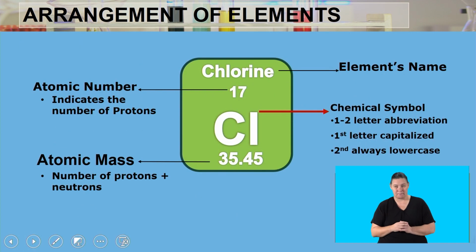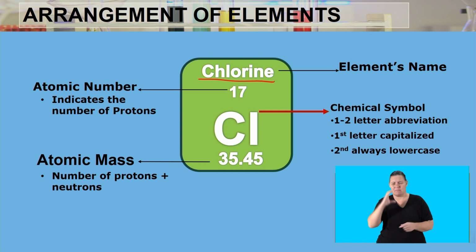Now, let's go into detail and look at a different element. So we're looking at Cl now. It's different from the magnesium that we just saw. As we can see, the name is different. It's chlorine. And then we have the atomic number. Again, remember, it's different from the one that you've just seen.